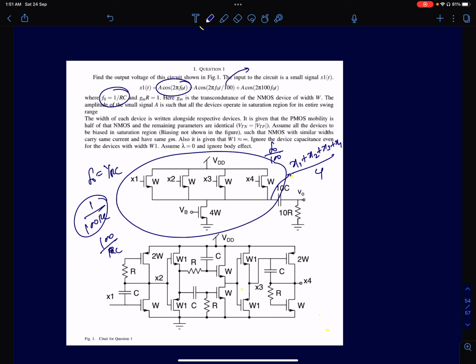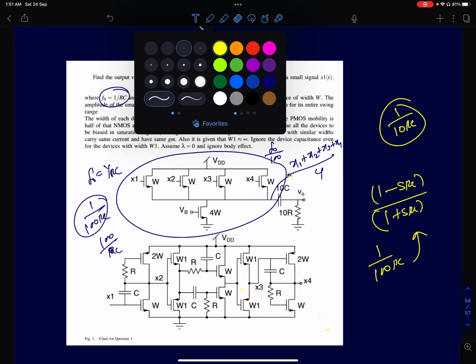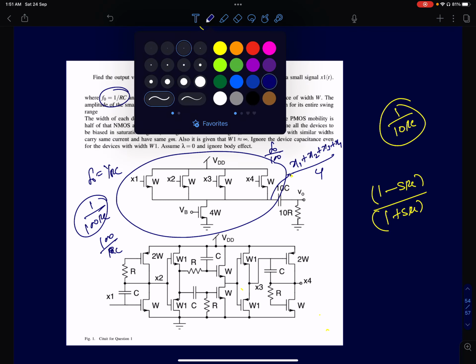Now we have seen all our transfer functions. These are the three transfer functions. Mainly we looked at a transfer function that looks like this: 1 minus SRC by 1 plus SRC. For this transfer function, 1 by 100 RC is what I'm going to look at, and it will look like DC. 1 by RC is the pole and zero location, and anything less than 1 by 10 RC is going to look like DC. So keeping this in mind, I know that I'm analyzing at DC frequency, and we'll see what the output is.